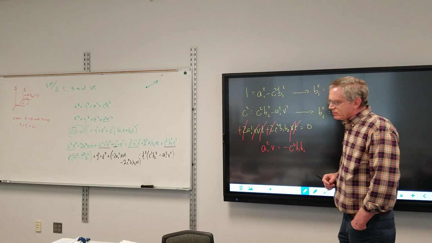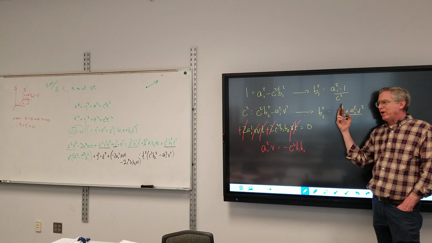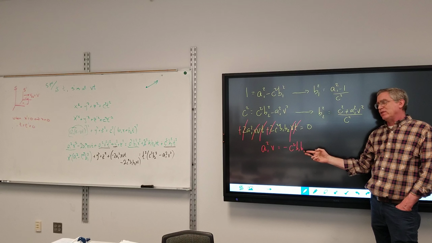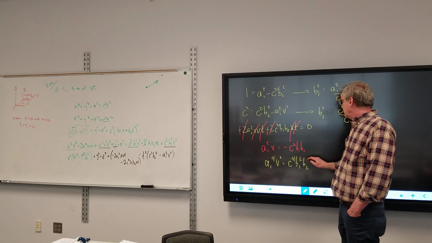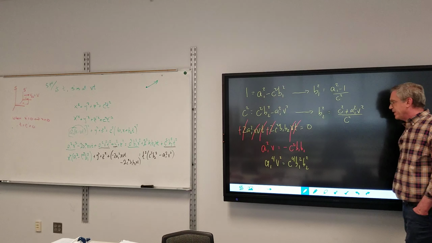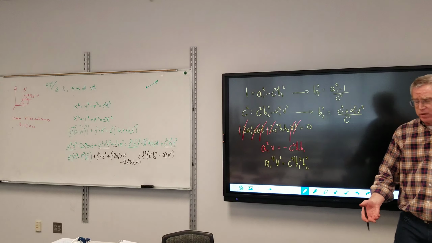Now I have b1 squared and b2 squared. If I took the square root of both sides, I'd end up with a plus or a minus, and down here, I don't want to have to deal with that. So I'm just going to square what I have here. So I get a1 to the fourth v squared is equal to c to the fourth b1 squared b2 squared, because I have a formula for b1 squared and b2 squared. We'll resolve the plus or minus in a moment.